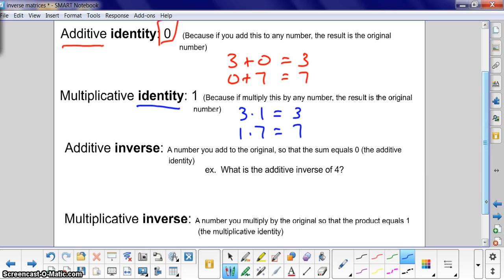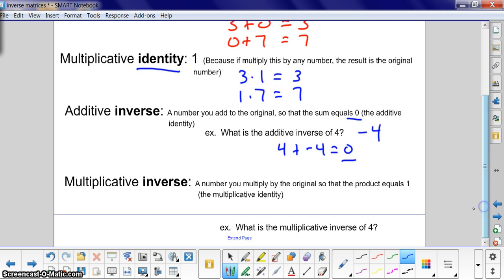We also have inverses. The additive inverse is a number such that if you add it to the original, the sum will give you 0. That's 0, known as the additive identity. So the additive inverse of 4 is negative 4 because 4 plus negative 4 gives you 0, the additive identity.